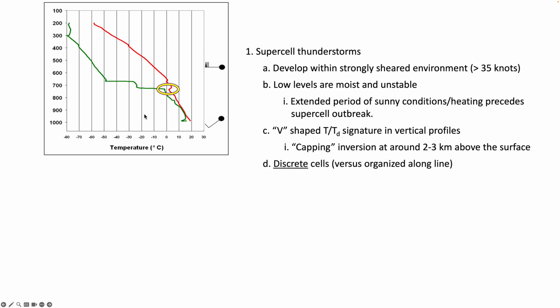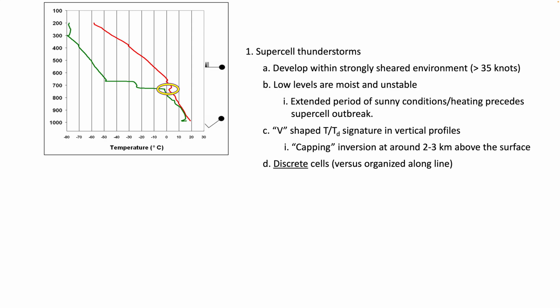And so what happens ultimately is that there'll be some sort of a trigger that enables our parcels to actually get through this capping inversion and erase it. It can simply be that the convection is so intense that it's able to break through. A front can be driving through the area, and that front will provide an extra lift that will enable our parcels to break through this capping inversion.